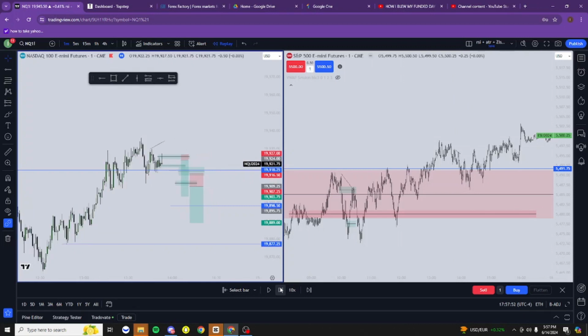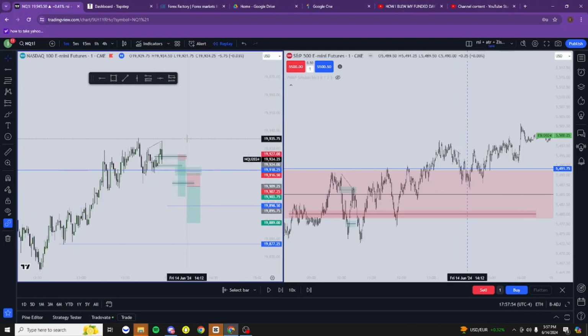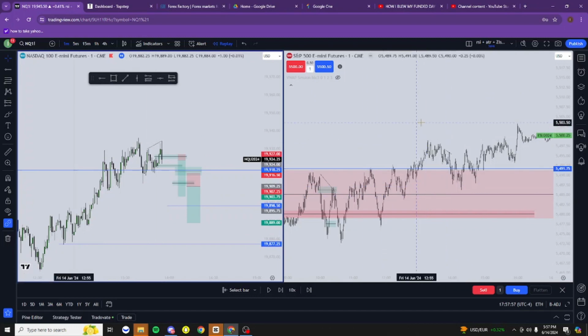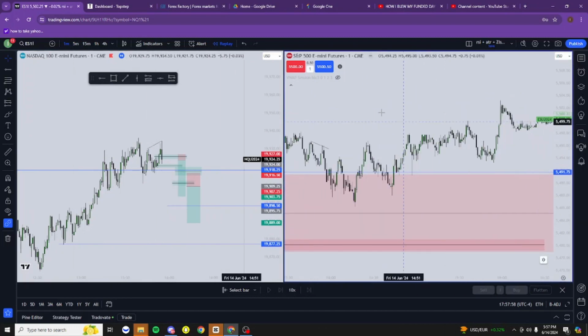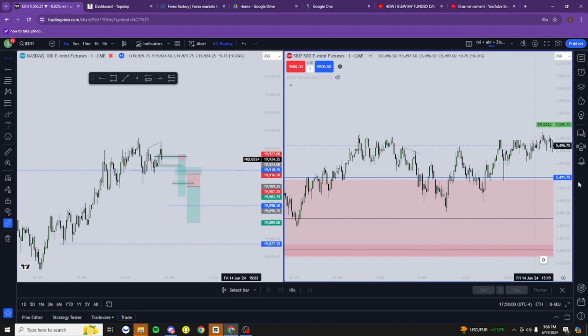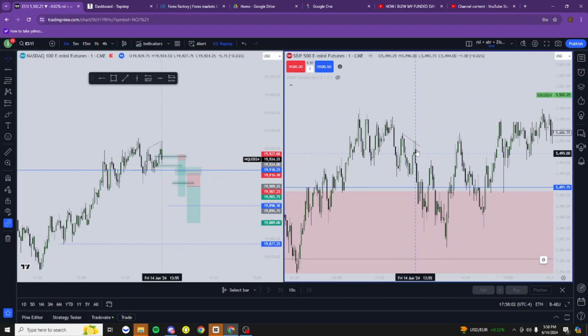Price developing, kind of just chopping around. All right, what happens here? If I zoom in on ES, you can see here we had a high and then we made a lower high, okay? We have a high, we made a higher high. This is SMT, check mark, right?